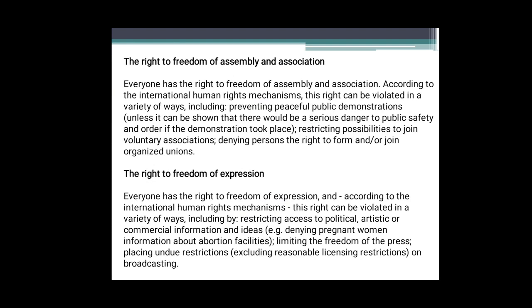Next one, the right to freedom of expression. So according to the international human rights mechanism, this right can be violated in different ways, including restricting access to political, artistic or commercial information and ideas, limiting the freedom of the press, placing undue restrictions on broadcasting.